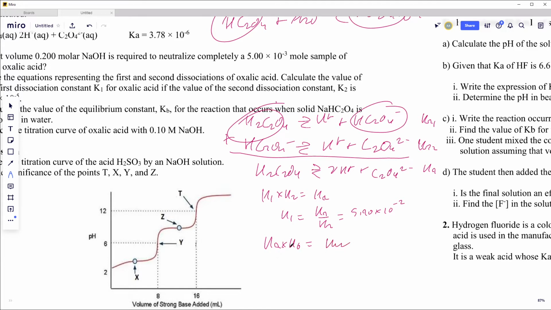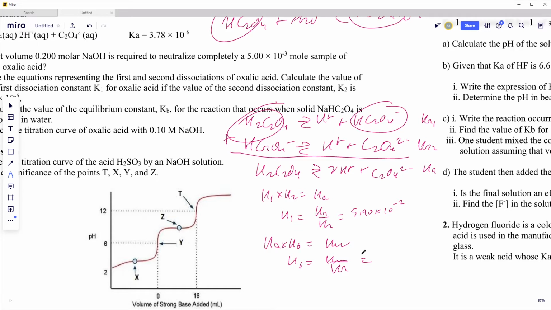So since we have Ka and we have K water, it's a constant for the temperature 25 degrees Celsius, it's going to be the same. Kb equals K water over Ka. We have Ka, which is K1. Again, I repeat, we chose this equation because these are the species we want. So we want to use this Ka.